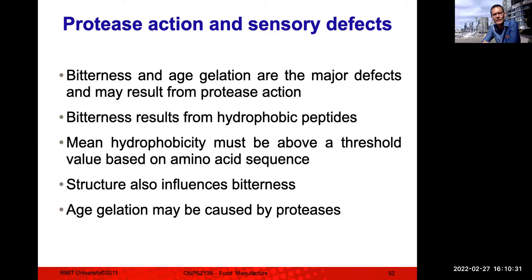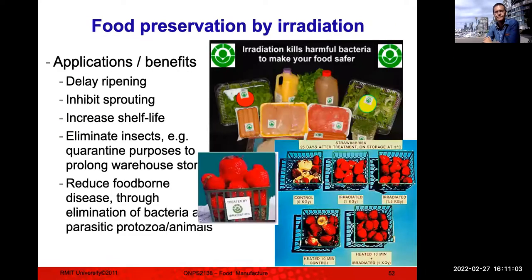taking place. So the mean hydrophobicity must be above a threshold though, and that's based on the amino acid sequence of that particular peptide. Once it's above a certain threshold, then you'll know that it's got a hydrophobicity which is likely to result in bitterness. But there's more to the story than that, where there's the structure as well, which can cause bitterness. So we're talking about chemical structure.